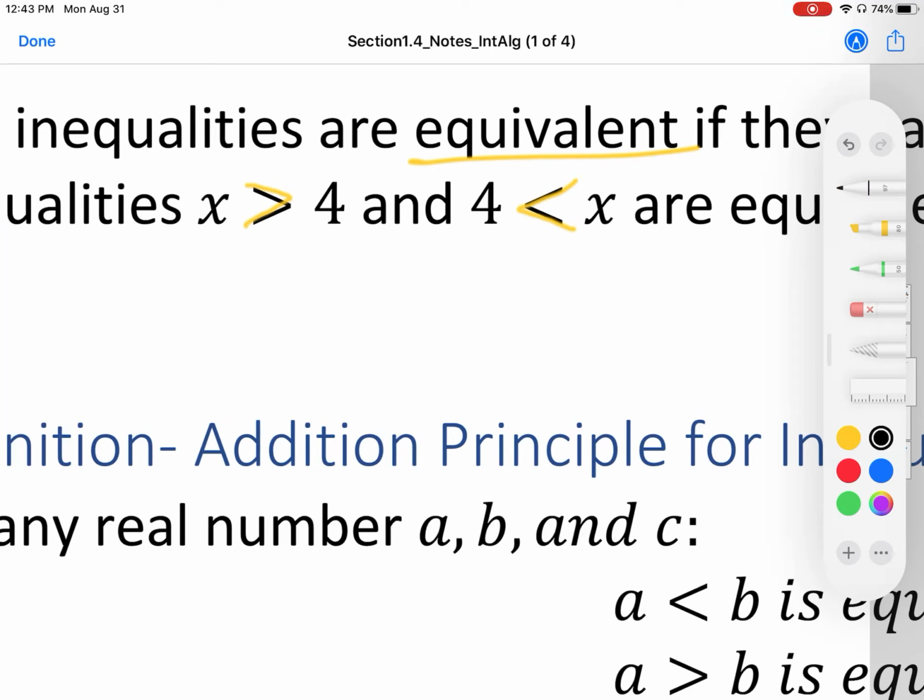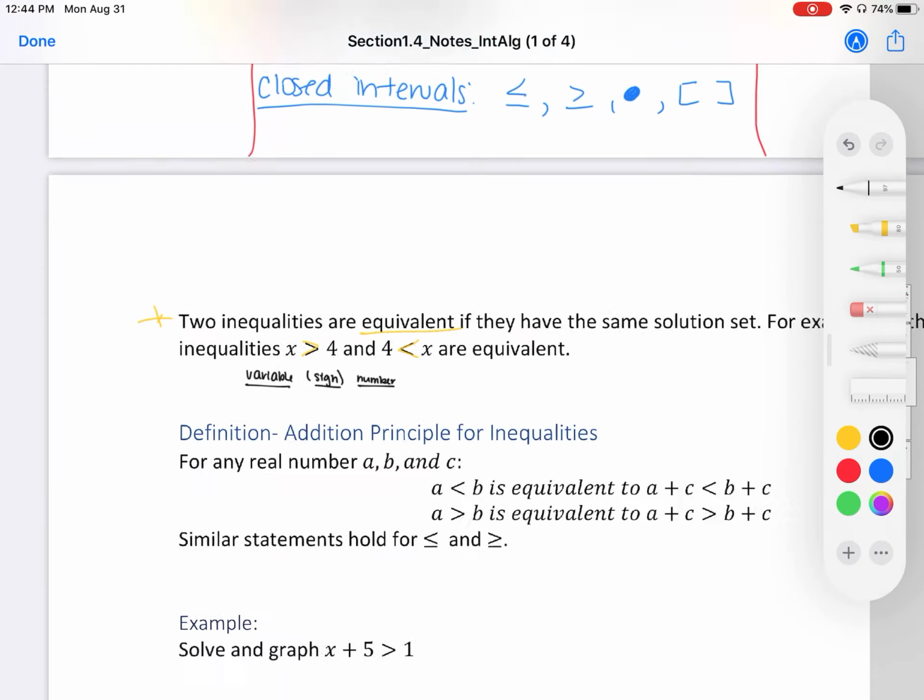If I would make a suggestion, try to always write variable, then your sign, whatever it may be, inequality sign, and then your number. The way you practice it is with the variable first. So if you're in a situation where you have the number first, take a moment to rearrange it and create an equivalent statement.